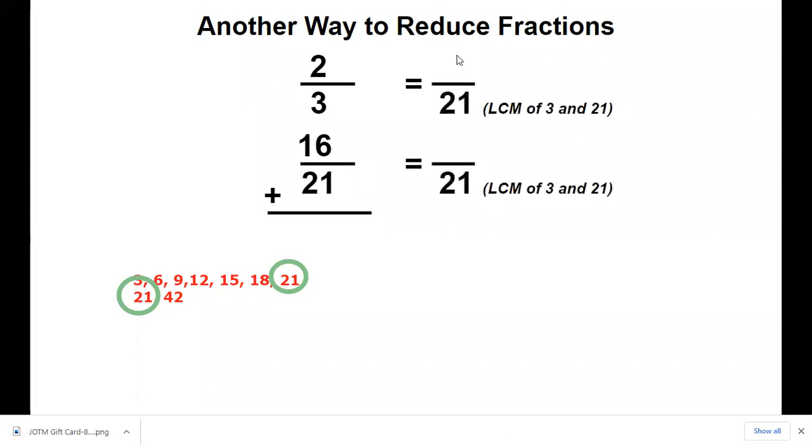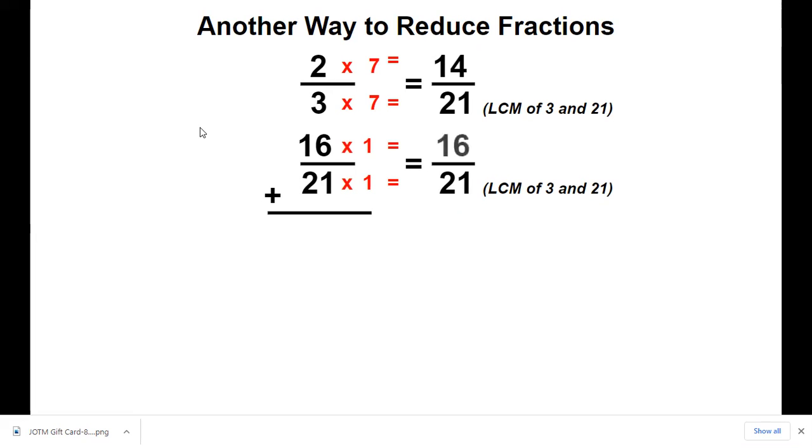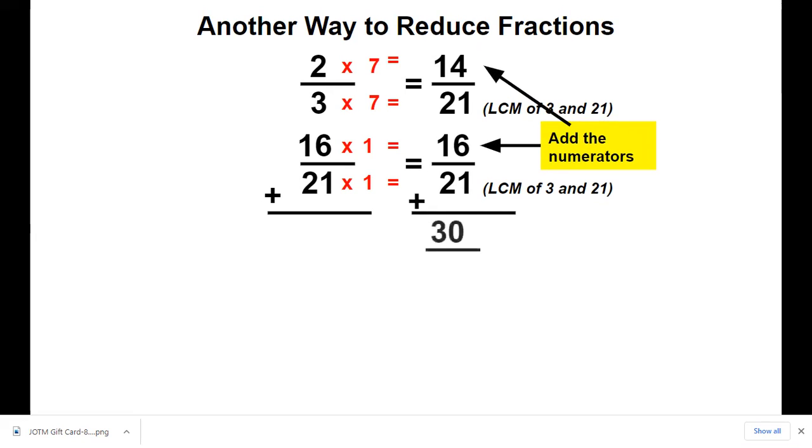And then I have to tell myself 3 times what gives me 21? 3 times 7, I times the top by 7, 14 over 21. The bottom number, 16/21s, just says 16/21s. Then I add them together, 14 plus 16, only add the numerators. That would give me 30, and the bottom number stays at 21. That is an improper fraction. It's also an improper fraction that needs to be reduced.